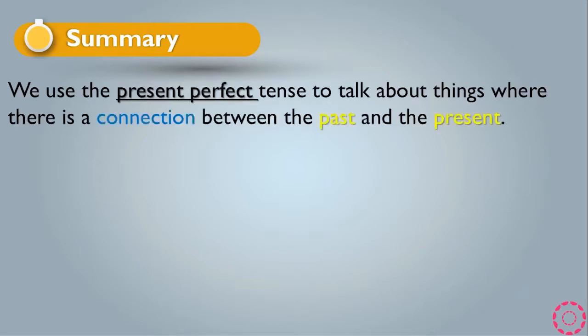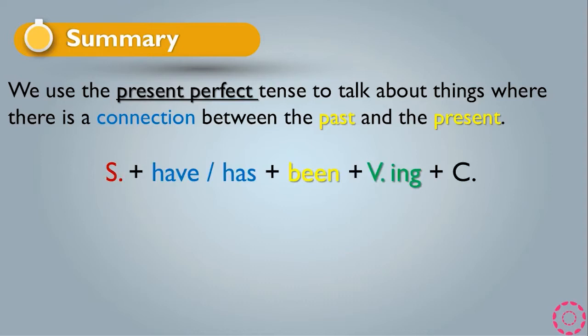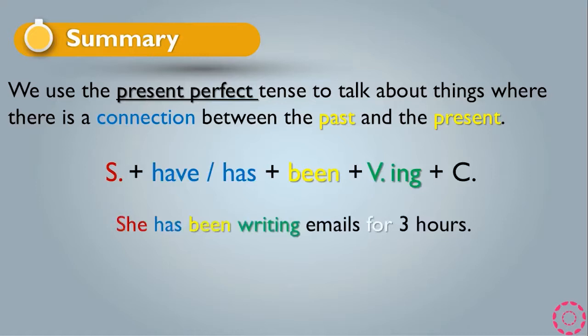Now we have the summary of this lesson. So we look again at what the present perfect continuous is and what the rules are. We use the present perfect or present perfect continuous tense to talk about things where there is a connection between the past and the present. This is the general rule of present perfect continuous: subject plus have or has plus been plus verb ing and complement. For example, she has been writing emails for 3 hours.